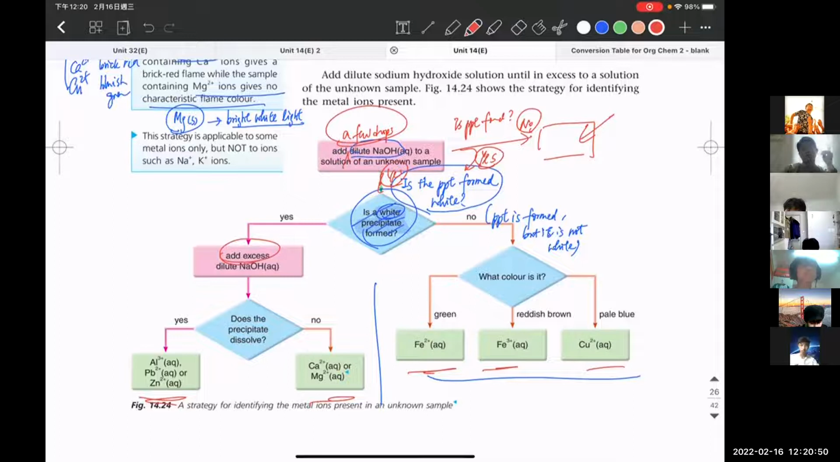So the first statement should be: is the PPT formed? There are two arrows, one is yes, one is no. If yes, you go to the diagram underneath. If no, you directly go to the possible choices. Do you understand? So what if the PPT is formed? If the answer is no, if no PPT is formed, which means that all those chemicals are water soluble. Any examples of metal ion? It will show you this.